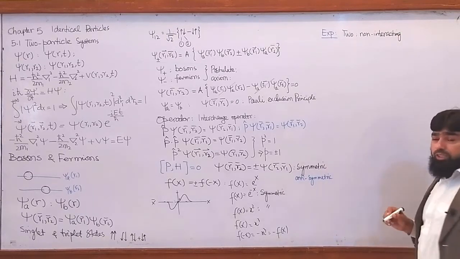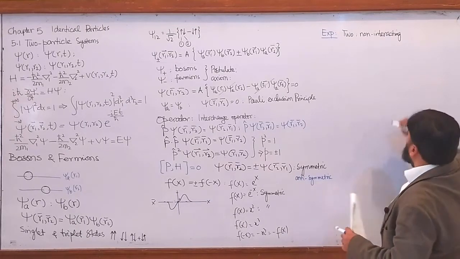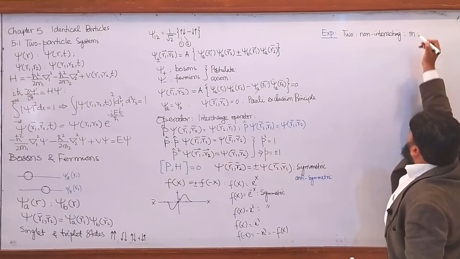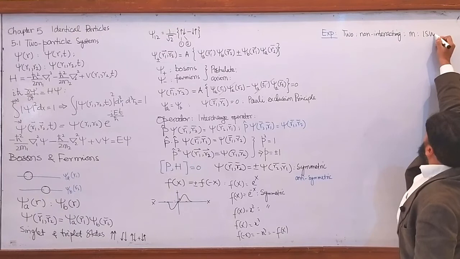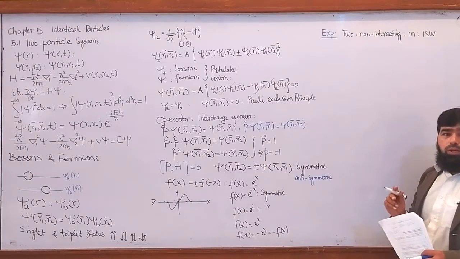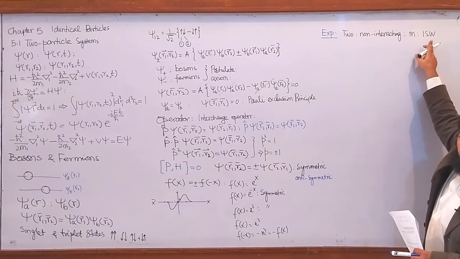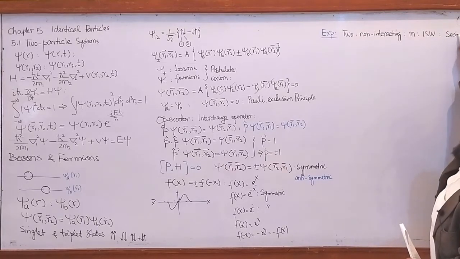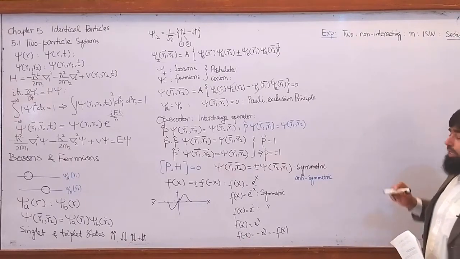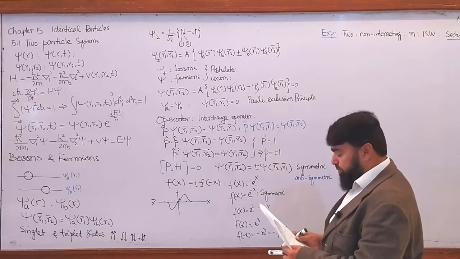We have two particles, and they are non-interacting, meaning they are not interacting with each other, but they are there. Both have mass m. The mass of the two particles is the same, in an infinite square well. You remember, in the infinite square well we solved for one particle. Now in the same infinite square well we have two particles. We did this in chapter 2, section 2, the infinite square well.